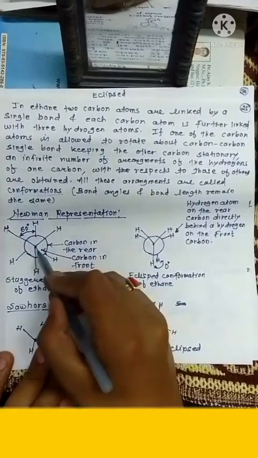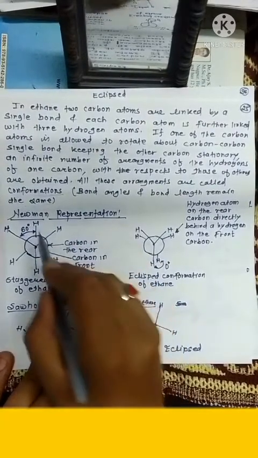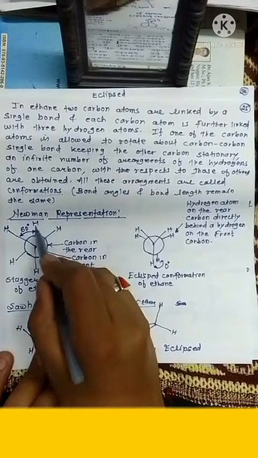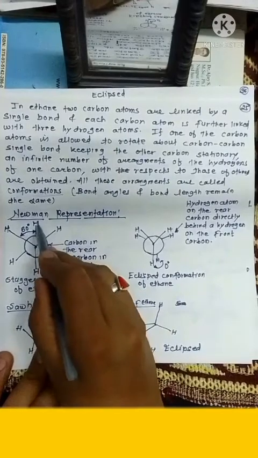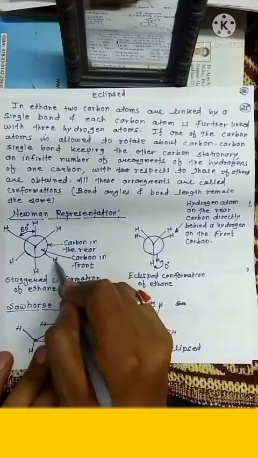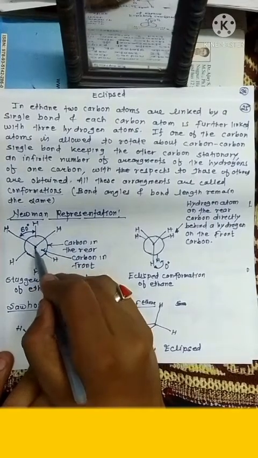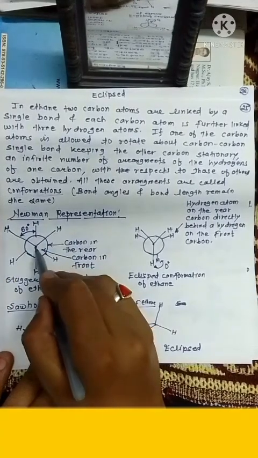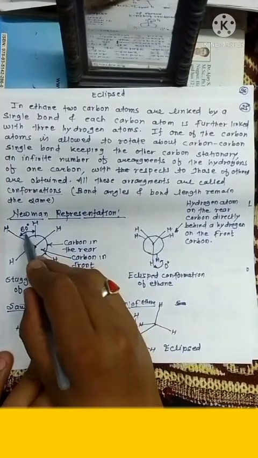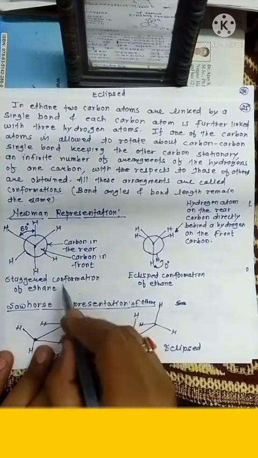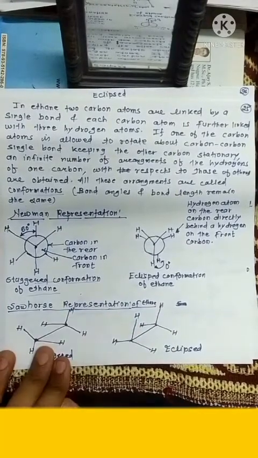Same thing happens with the backside carbon of ethane. While writing this, you have to draw an inverted Y like this and put 3 hydrogen atoms like this. If the angle between these 2 hydrogens, that is the front hydrogen which is joined to the front carbon and the hydrogen which is joined to the back carbon, is 60 degrees, then it is known as the staggered conformation of ethane.